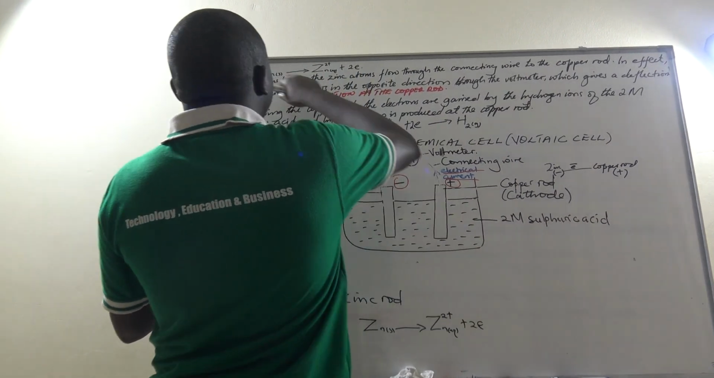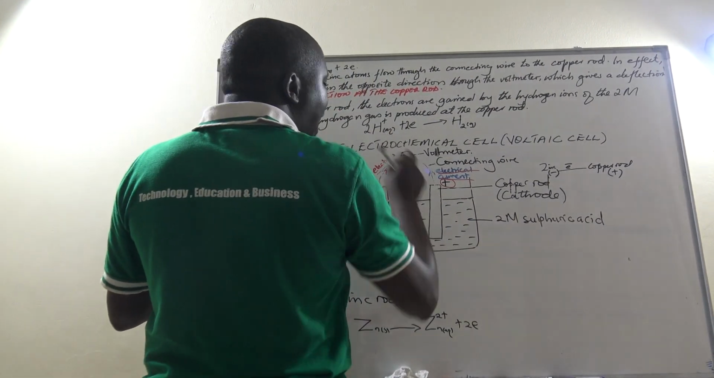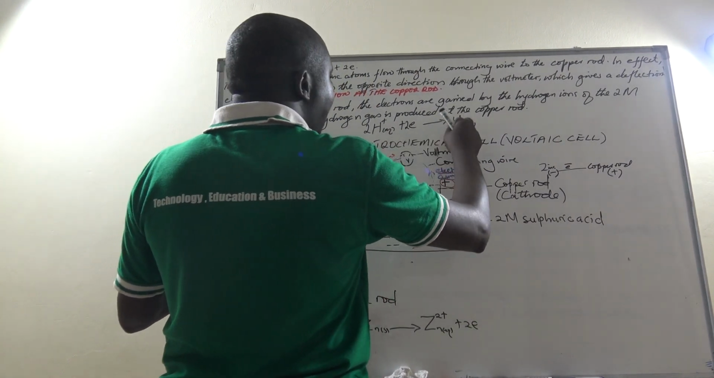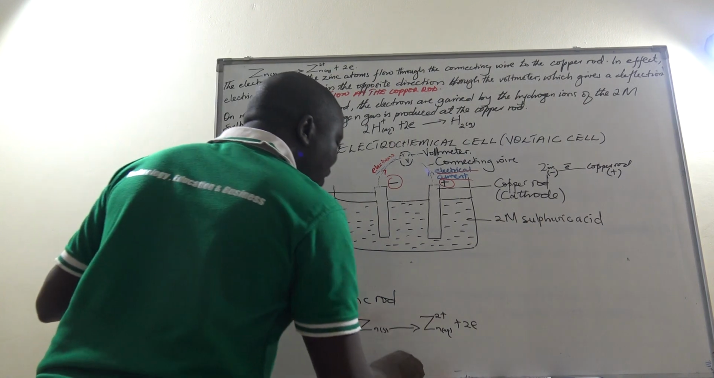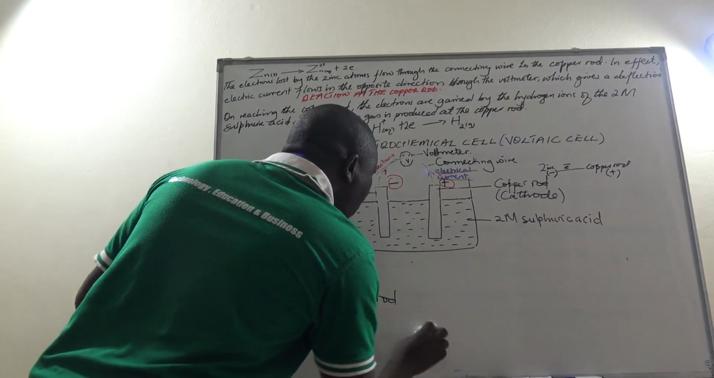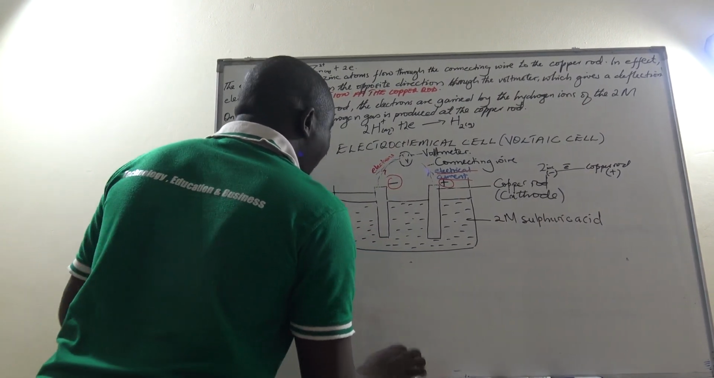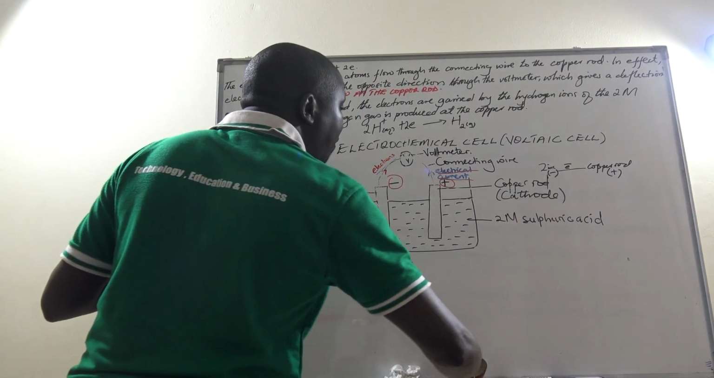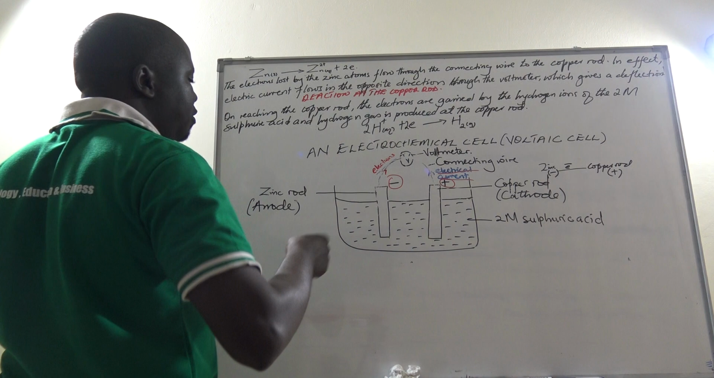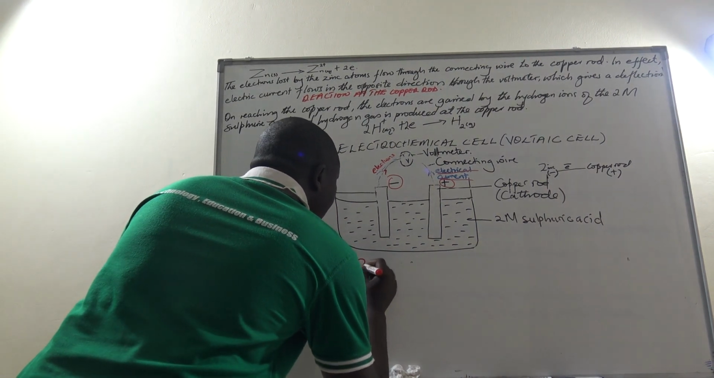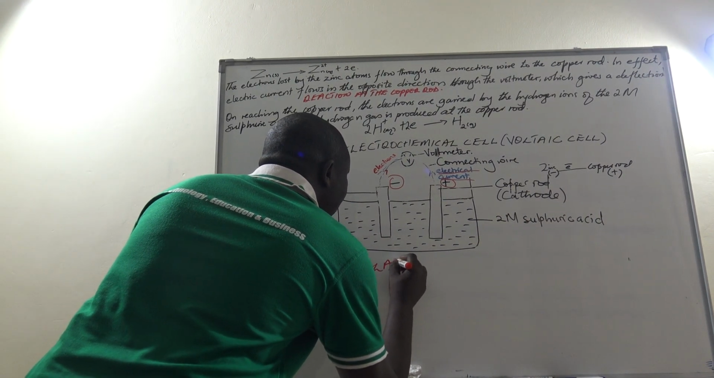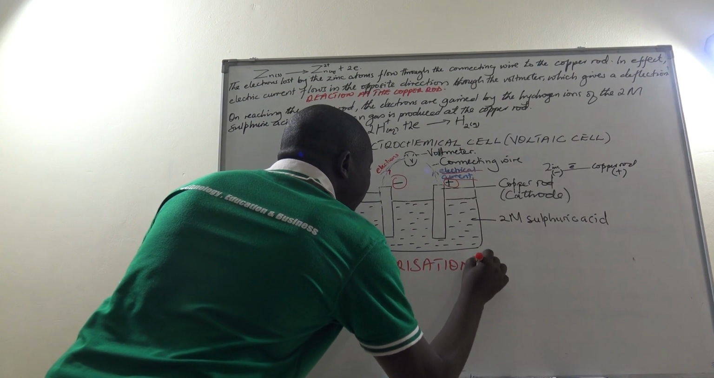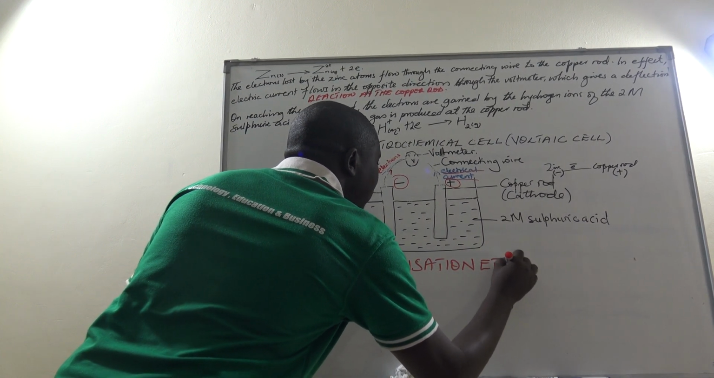In this case, it is the hydrogen ions of the dilute sulfuric acid which gain electrons, and hydrogen gas is produced. Now, there is what we call the polarization effect that we need to look at as a consequence of the production of hydrogen gas bubbles. So let us look at the polarization effect.